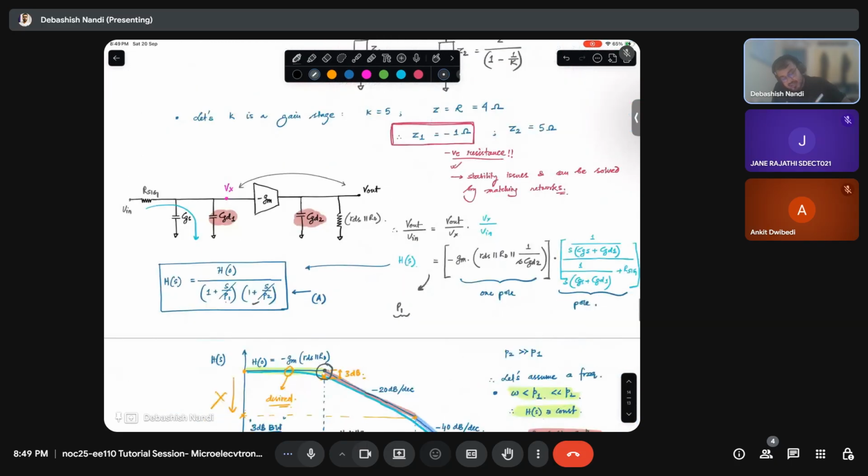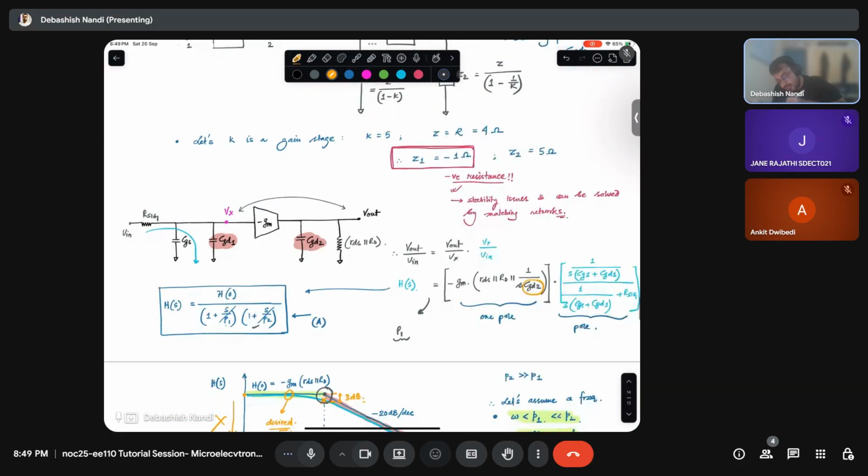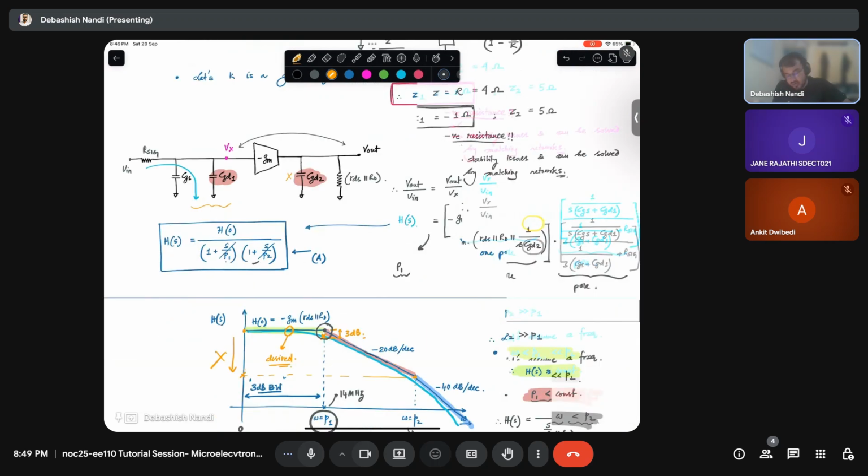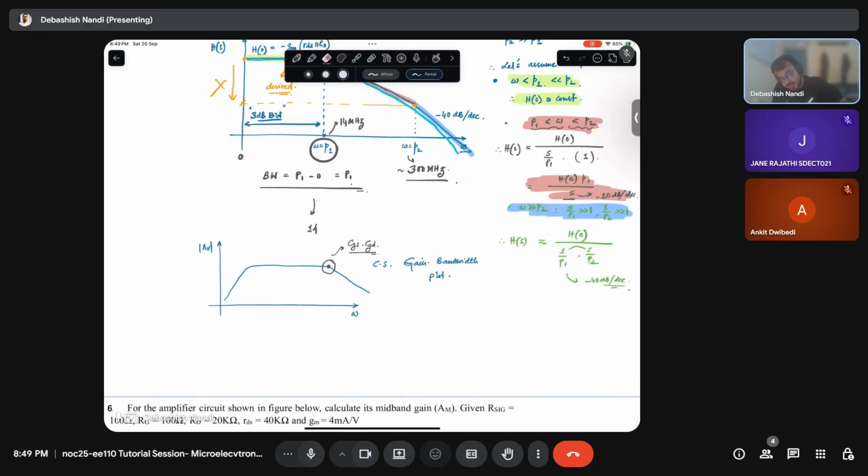You see, this second pole is completely dependent on CGD2. So basically, if you do not have CGD, you do not have this. You only have one pole, and a minus 20 dB per decade slope. That is what is basically considered in your textbooks. But why is this pole coming? This is coming from the coupling capacitances.